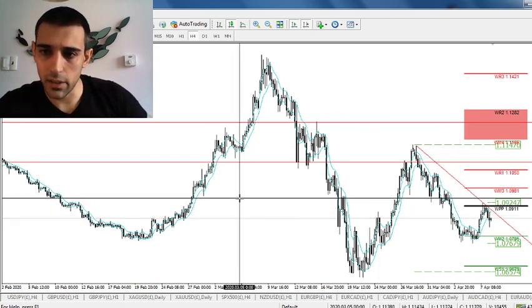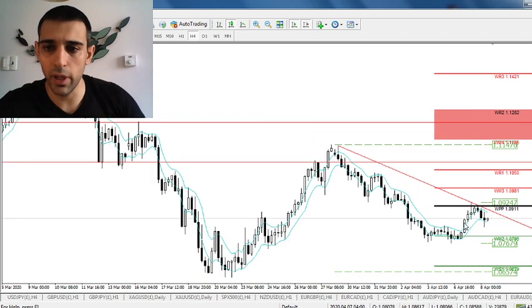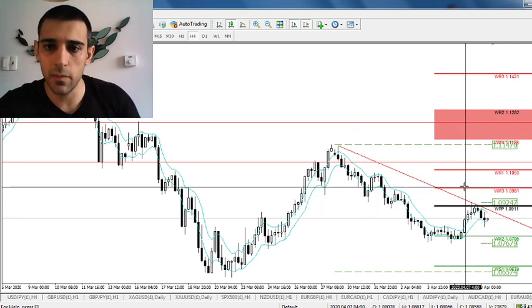So price has to come up and close strong. That's what I'm looking for. I'm looking for a nice bullish candle, similar to this one here. Yeah, I don't have a pen. So this bullish candle, similar to this one, if it comes up.